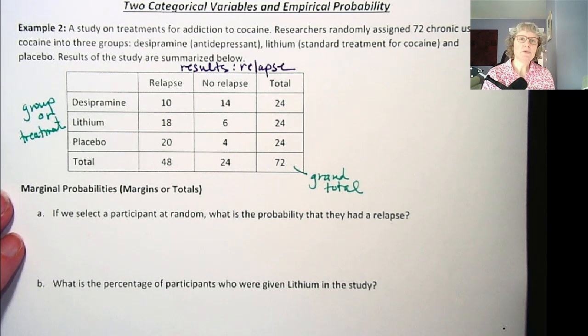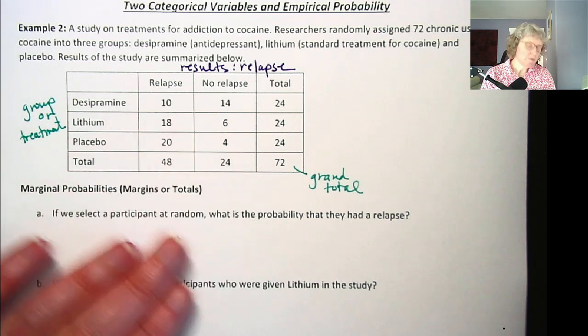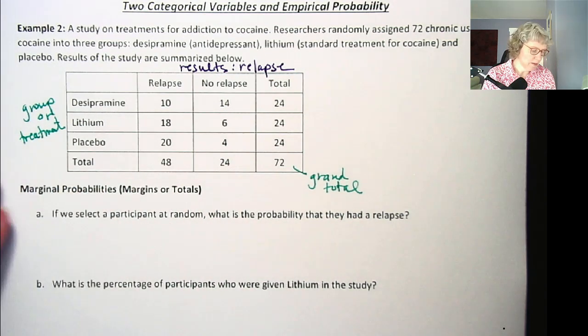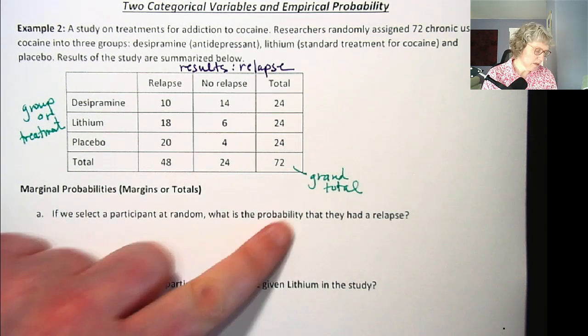Okay, so we're going to use these. So first of all, this is coming from real data. So this is an example of a study that was done. And we're going to use these to do sample proportions again. And we're going to also call those probabilities, okay? If we selected a participant at random, what's the chance they had a relapse? So that's our first question.